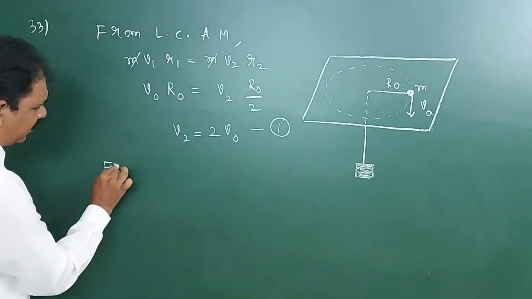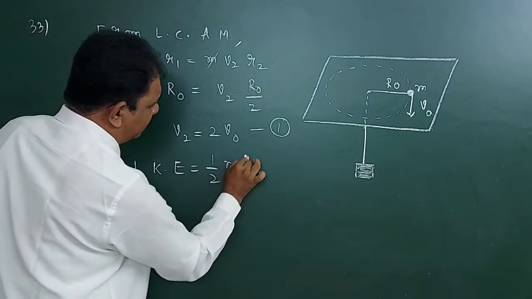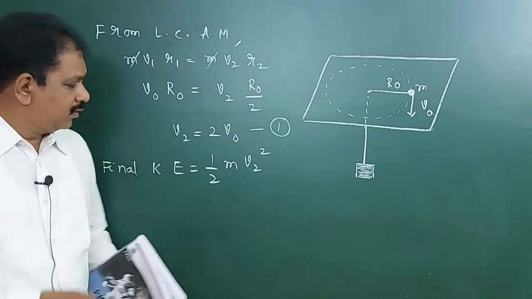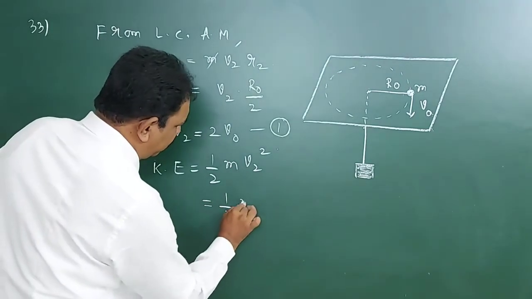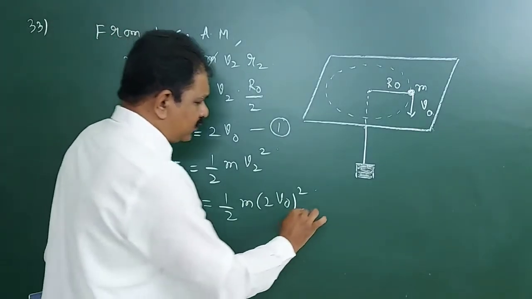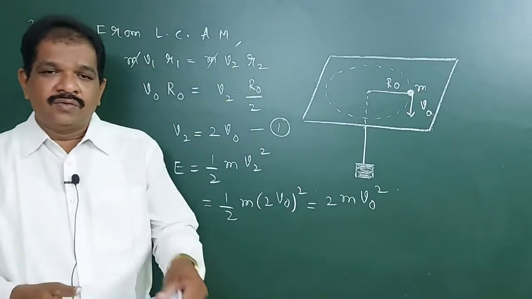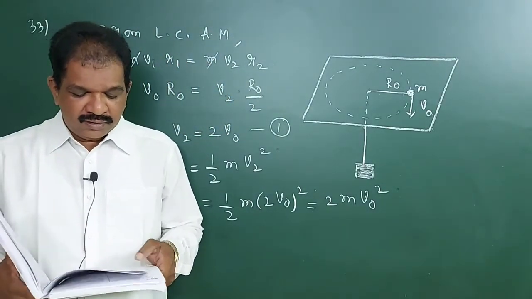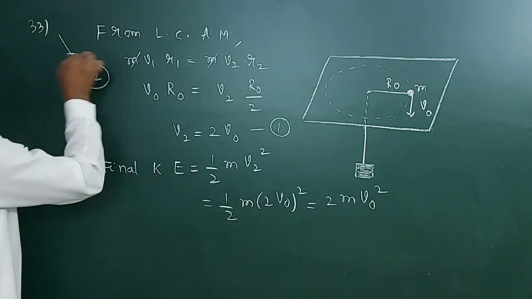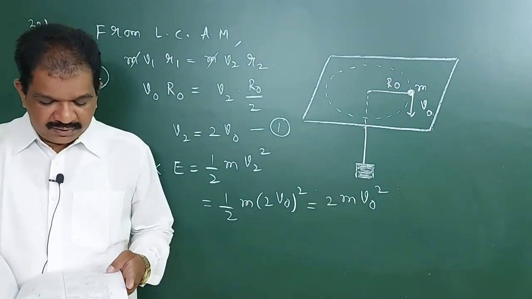Final KE is equal to half m v2 square. The velocity becomes v2, so half m into 2v naught whole square. So this value will be 2mv naught whole square. Okay. For question 33, it will be the second option. Clear? So that is about 33.